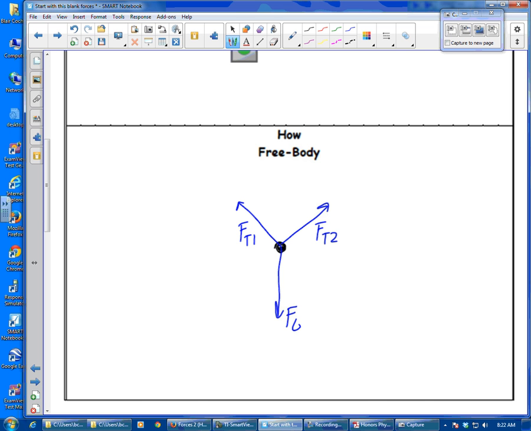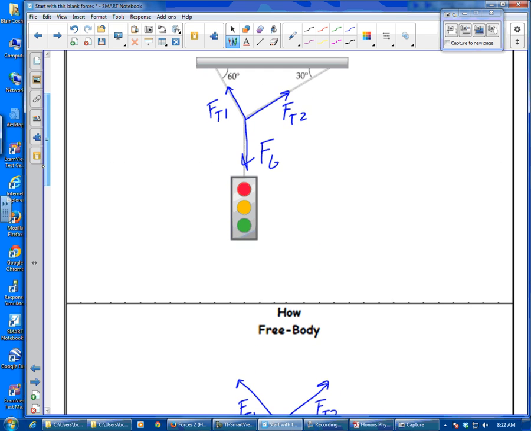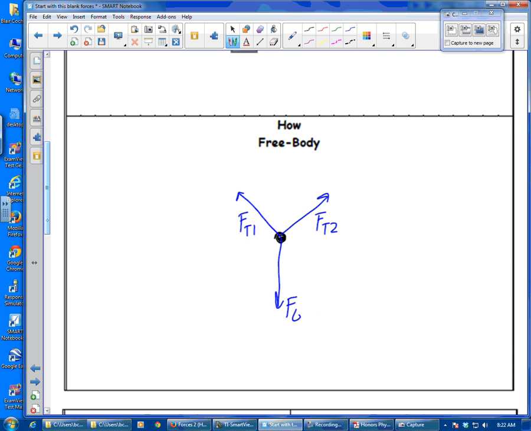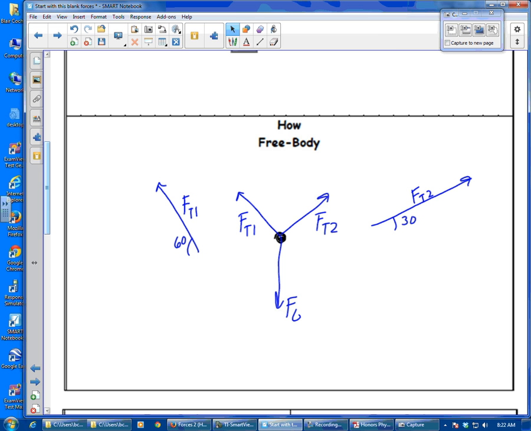And let's see, they told me a couple angles here, didn't they? 60 degrees up there, and then 30 degrees up there. So if I draw this one, and it's 60 up here, that means this is also 60, opposite interior angles, something like that, one of those geometric things. And then I'll draw this one over here, same type of logic. If up at the top it's 30, down here it's 30, and F_T2.